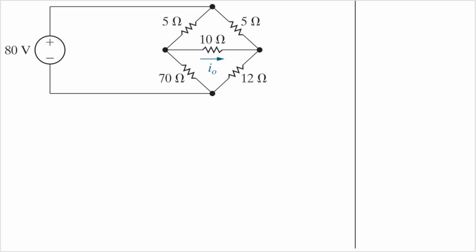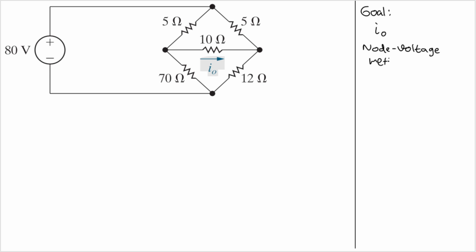Hello, in this video, I will explain how to find I0 here. I0 is the current that passes through this 10 ohm resistor, using the node voltage method. So our goal is to find I0 and we need to use the node voltage method. Okay, let's do it step by step then.